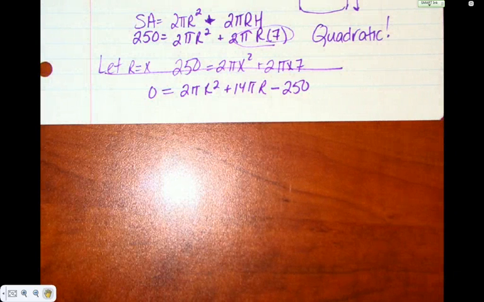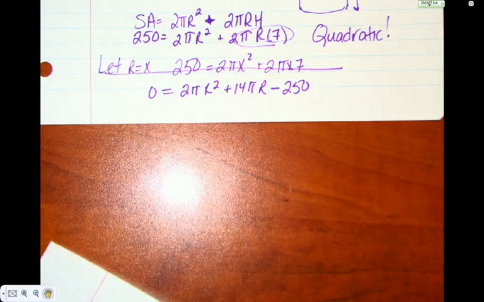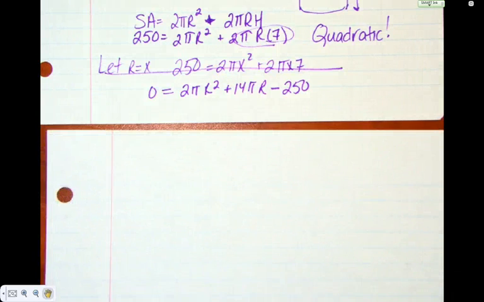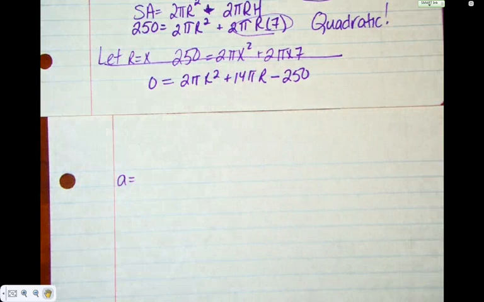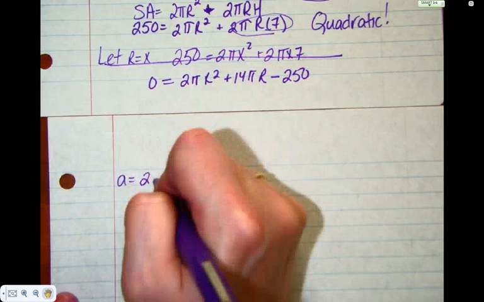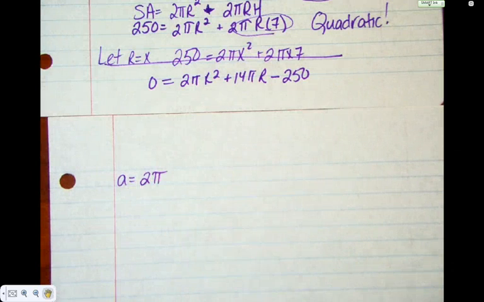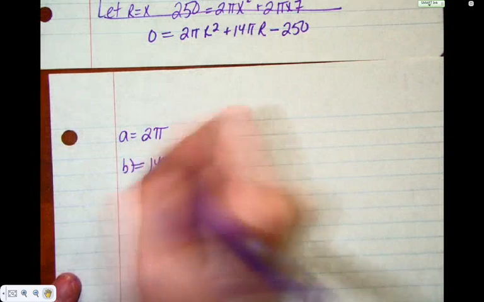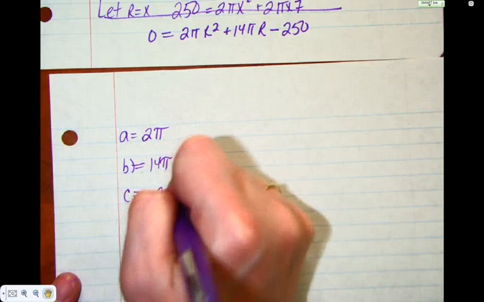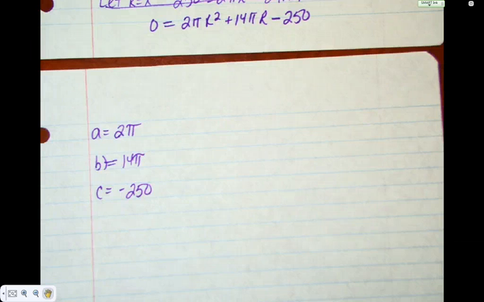We check the coefficient of, used to be x squared, this has r squared, and what do we want it to be? Oh no, we're doing quadratic formula. Never mind, I thought we were factoring. Quad formula. A, 2 pi. Remember, pi is just a number, so that 2 and that pi are stuck together. B, 14 pi. And C, negative 250. Okay, so even though there's pi, so what? We're okay with that. Pi's a number.